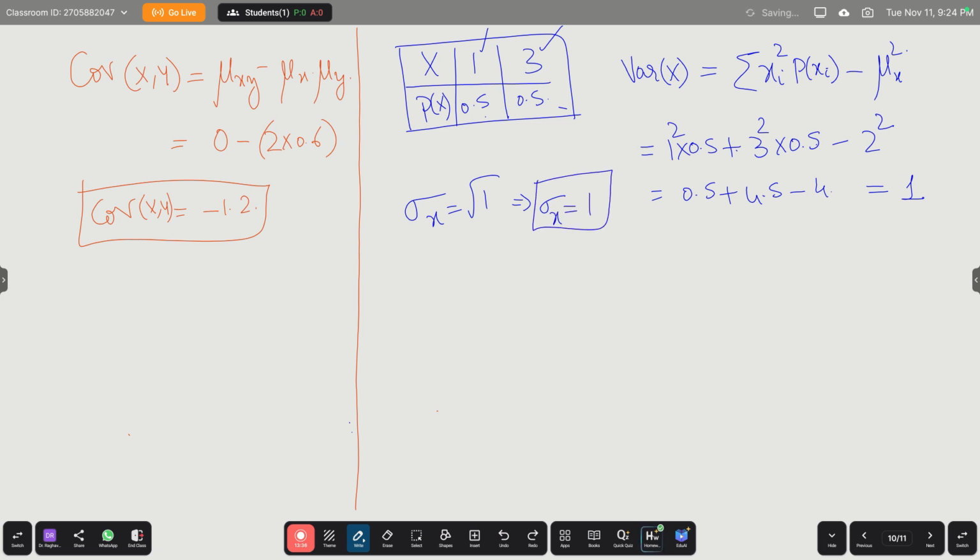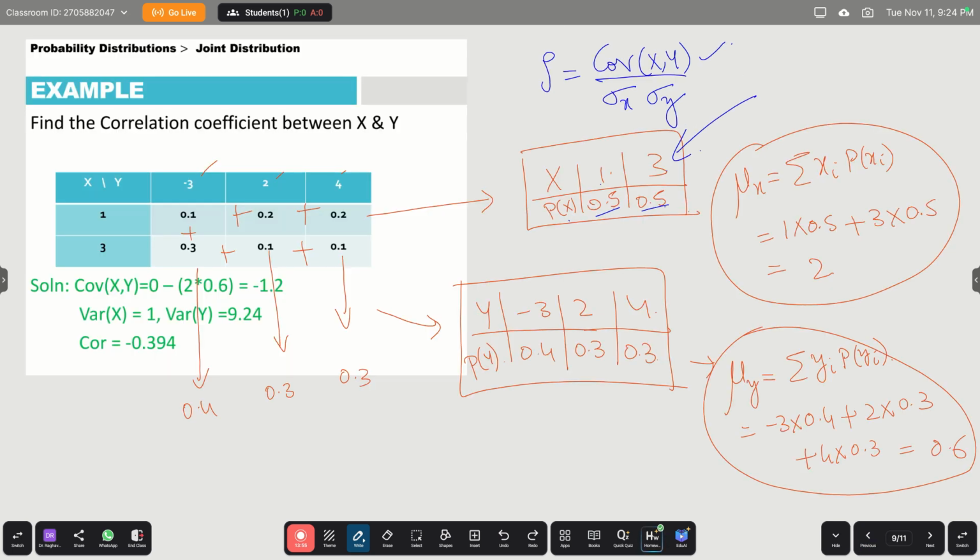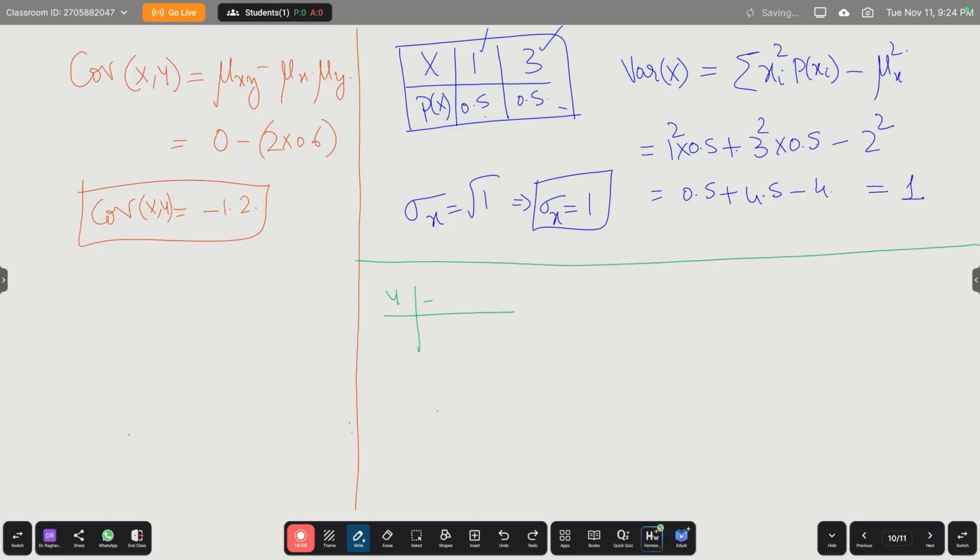Alright. So we wanted covariance, we wanted sigma x and we wanted sigma y. We have got covariance and sigma x, and the third requirement is sigma y, for which we would need the y distribution. What are the values of y? Minus 3, 2 and 4, with probabilities 0.4, 0.3 and 0.3.